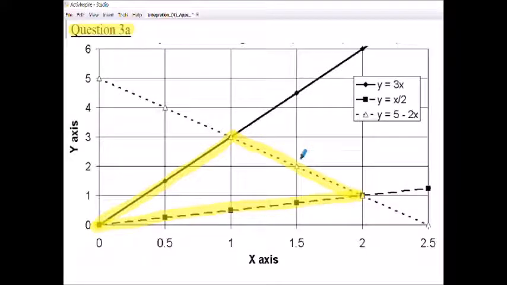So the three equations we've got: y is equal to 3x, which is this line here, y is equal to x upon 2, which would be this line here, and then the negative gradient line, y is equal to 5 minus 2x, is this line here.